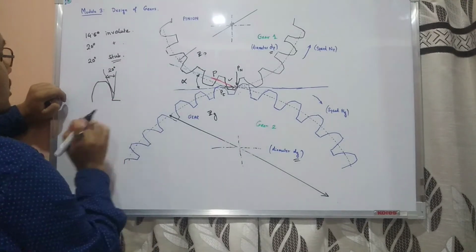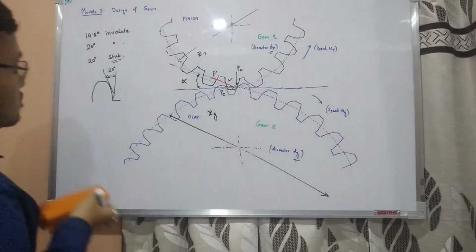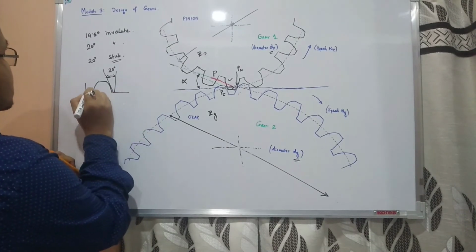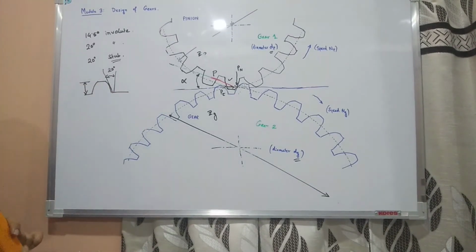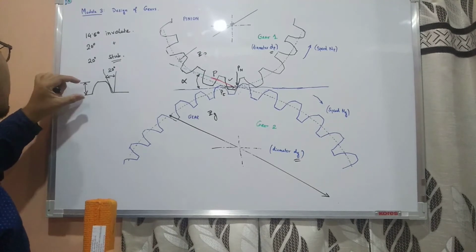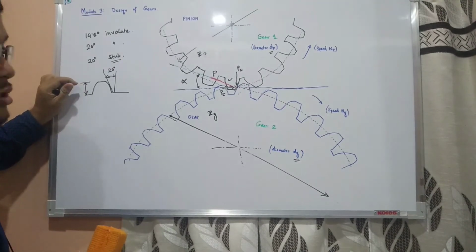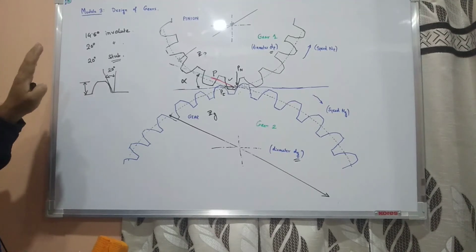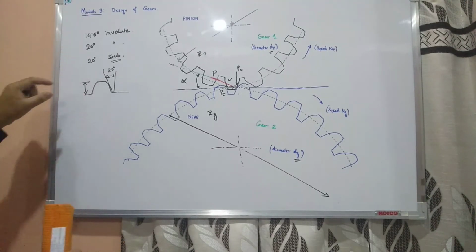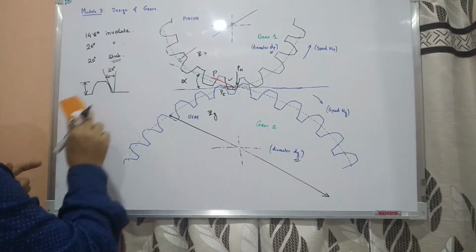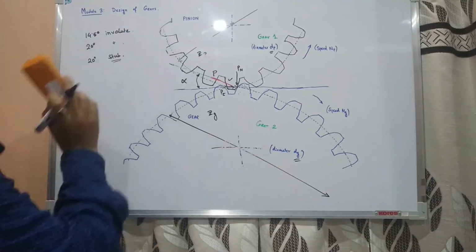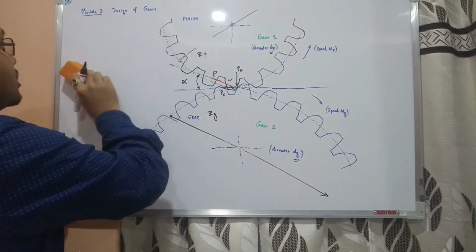Stub is something where the tooth is short. There is a particular dimension, this dimension, that unknown dimension. If it attains that dimension, it will be termed the stub or the shorter gear. That is 20 degree. This gear tooth will be 20 degree. We normally use these three. We'll be talking about these three types.